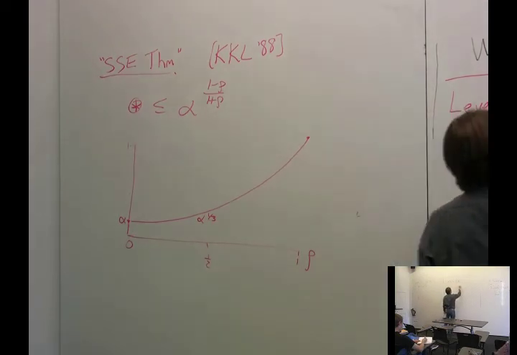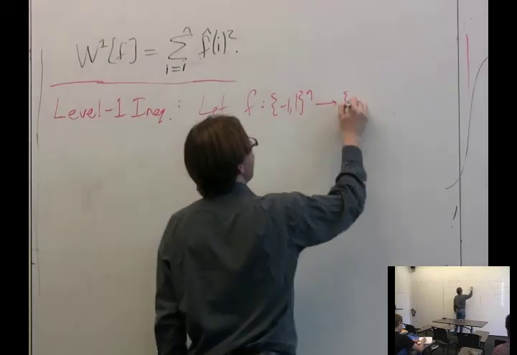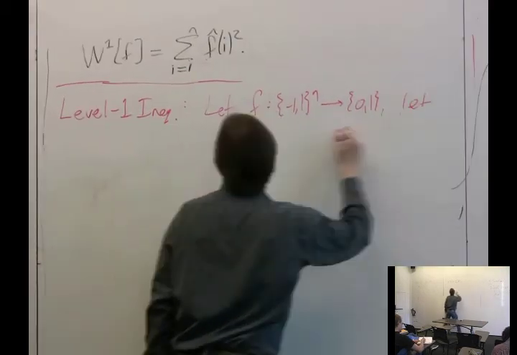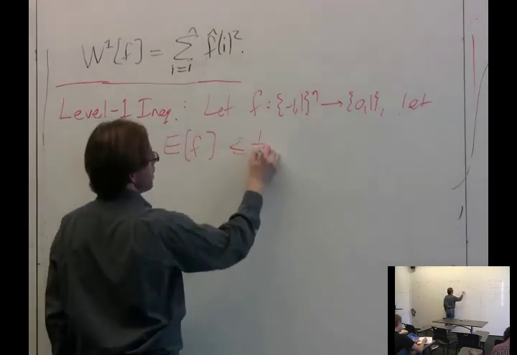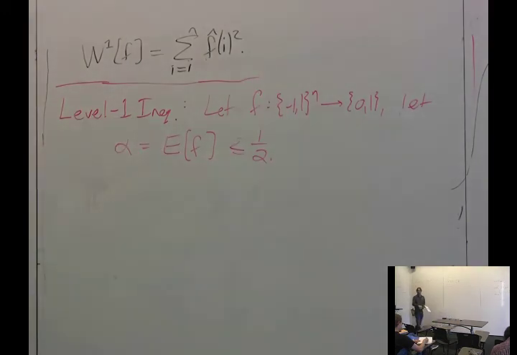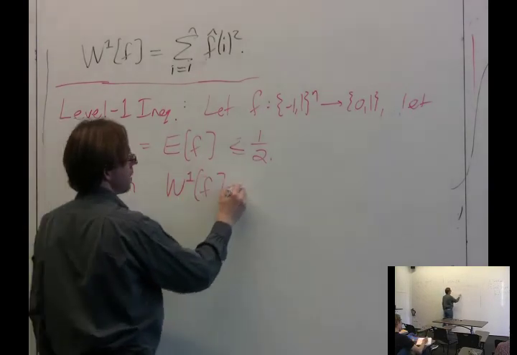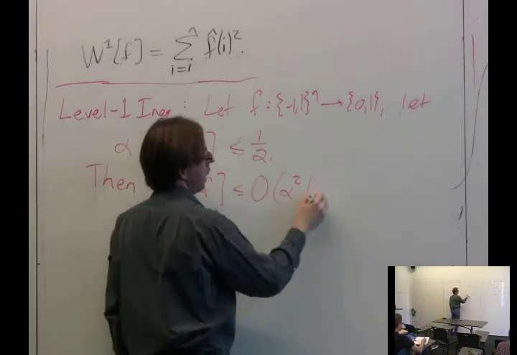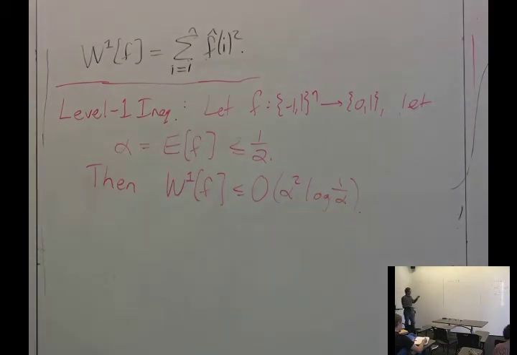It says: let f be any Boolean function into {0, 1}. Let alpha be the mean of this function, and assume it's at most half. This is just because if it's not at most half, you can look at 1 minus f. So think of f as the indicator of a small set. Then the weight at level 1 of f is at most O of alpha squared log 1 over alpha. I'll say in 2 seconds why you should think of this as remarkably small.